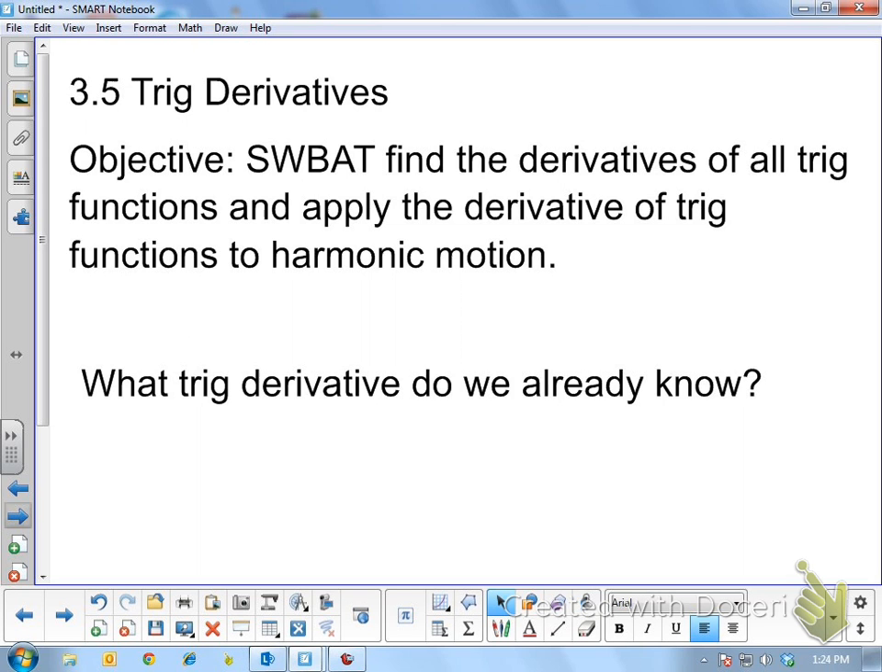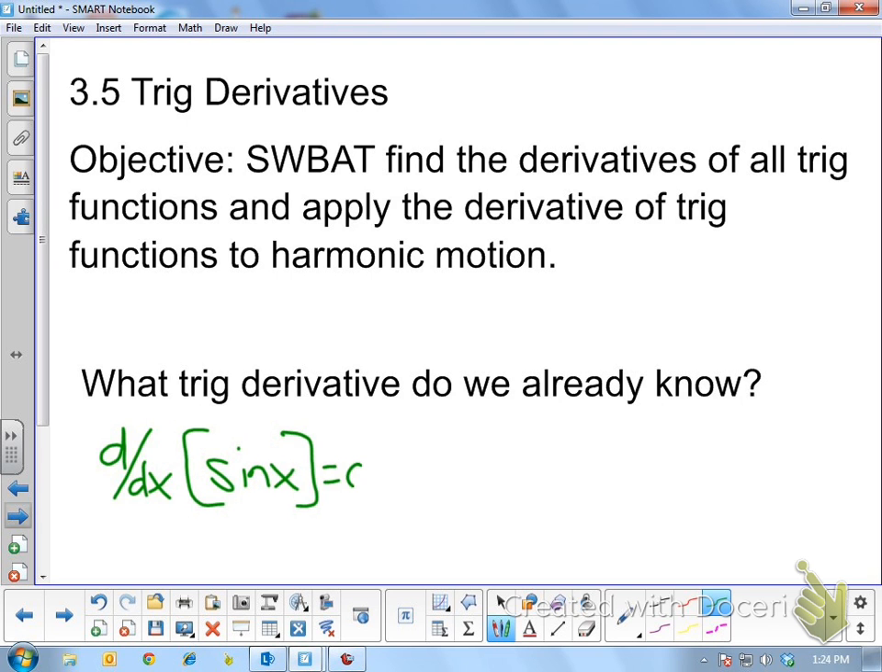So what trig derivative do we already know? Sine. The derivative of sine is cosine. Does that mean the derivative of cosine is sine? Close. He's actually very close. The derivative of cosine is negative sine.